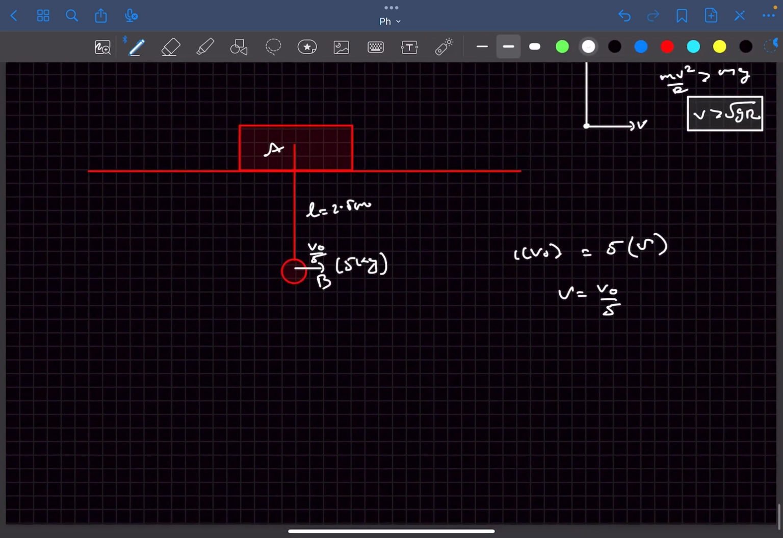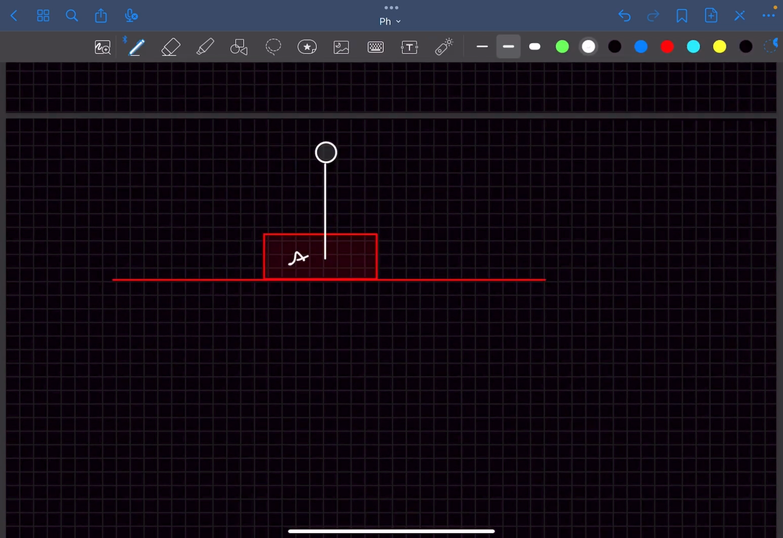Let's draw the final diagram. So finally this ball will reach this highest point, and relative to this block A, with respect to a person standing on block A, clearly this block A will have some velocity, but that doesn't matter. Relative to him, the velocity at the topmost point must be square root of gL.